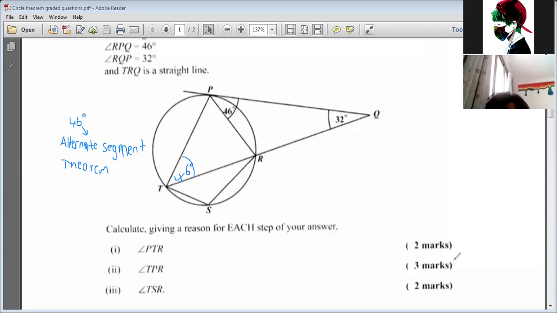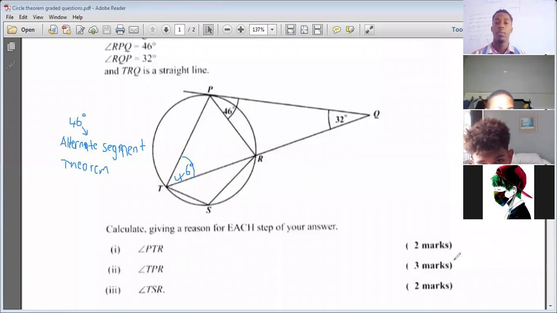Jessica, where is TPR located? Okay, good. So TPR is located at that P section right there, right? Now, if we're trying to find PTR, look at it. We just found it. Isn't PTR a triangle? Yes, sir. Didn't we just find T? Yes, sir.